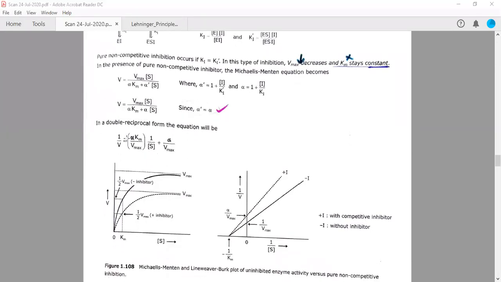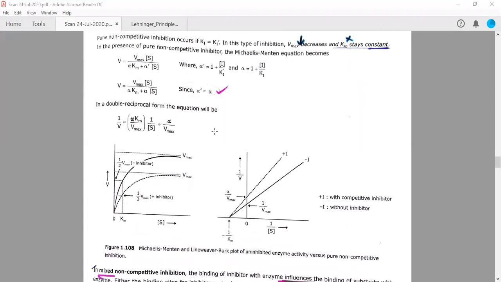So normally, what is the LB equation? 1 upon V equals Km upon Vmax into 1 upon substrate concentration, plus 1 upon Vmax. Here, because Vmax is decreasing, you will put the alpha value here. Also, you will put alpha with the Km also. But overall, in the pure non-competitive inhibition, there is hardly any change in the Km value.